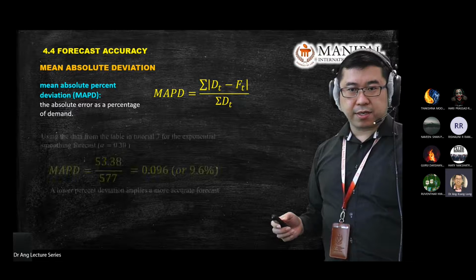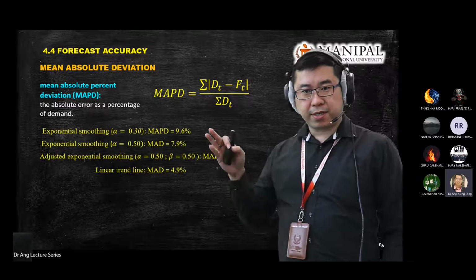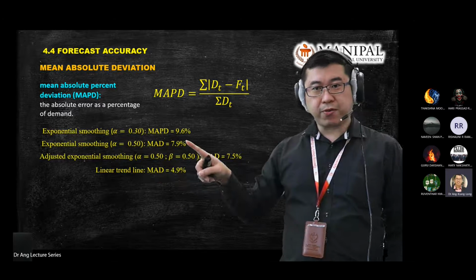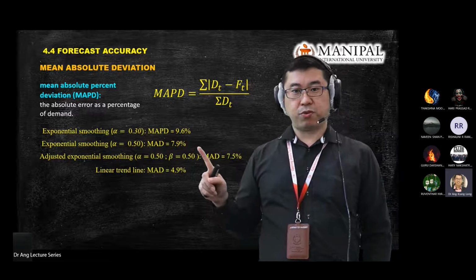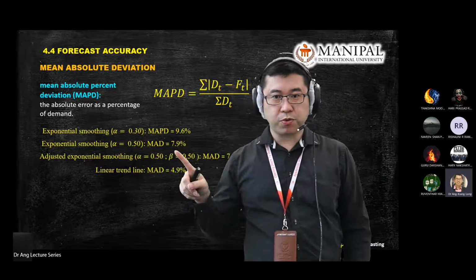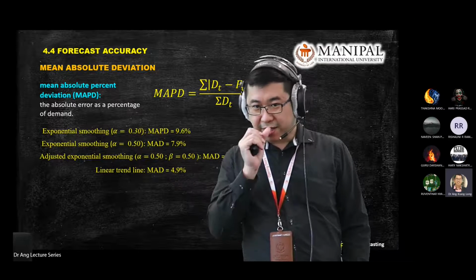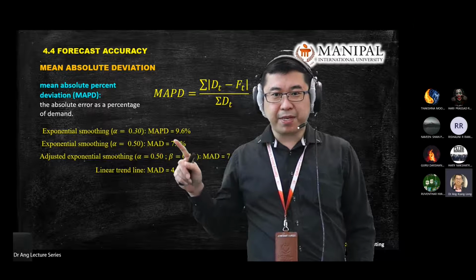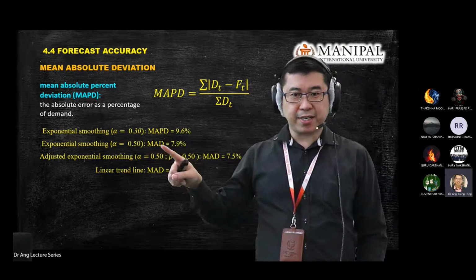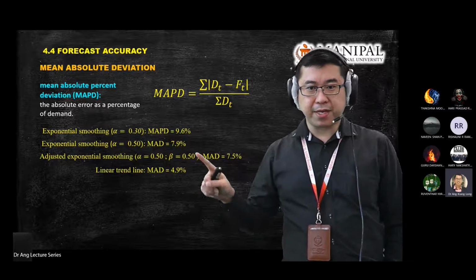Just as a comparison, I give you all these numbers. For alpha 0.3, just now we calculated 9.6. If you do the same for alpha 0.5 for exponential smoothing, I'm sorry, there's a typo error here. It's not MAD, it's MAPD, because I copied from the previous slides. This one is MAPD. This one also MAPD. Typo error here.